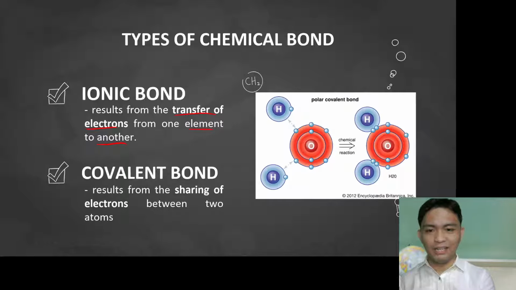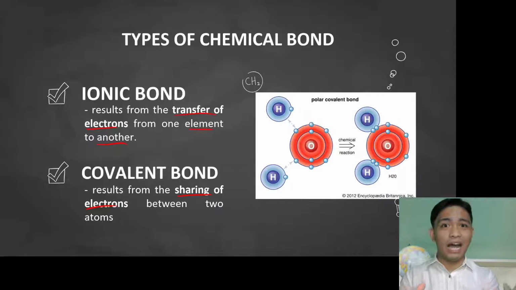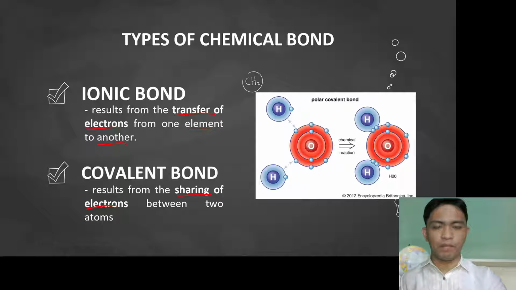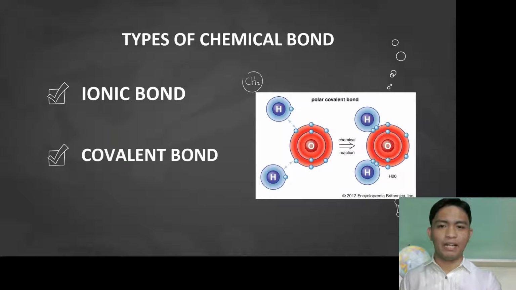Whereas kapag naman covalent bond, this is the result of sharing. Walang nagaganap na transfer, nagsishare lang yung dalawang atoms na involved. Okay? Ionic bond, transfer, covalent, sharing. Ano pa ang pinagkaiba nitong dalawang to? If we're going to base that on the elements involved, ito yung pinagkaiba.